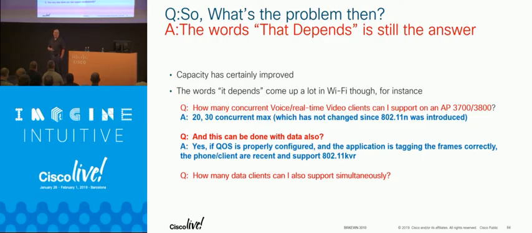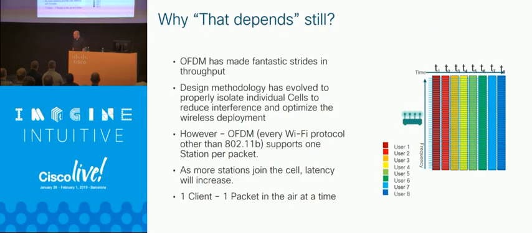How many data clients and how many voice clients can I put on at the same time? Do you have a good answer for that? That depends. I mean, how much data are the data clients going to use? Because we've got a finite amount of bandwidth. And what's really the problem here is latency. Latency kills us. And why is it still "that depends"? OFDM is why it's still "that depends."